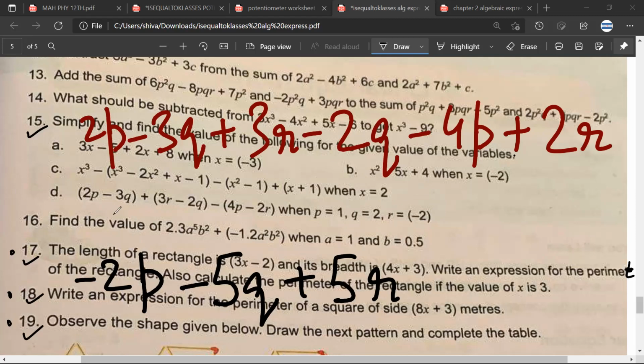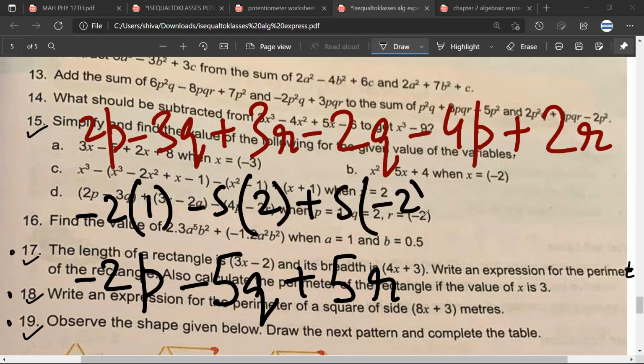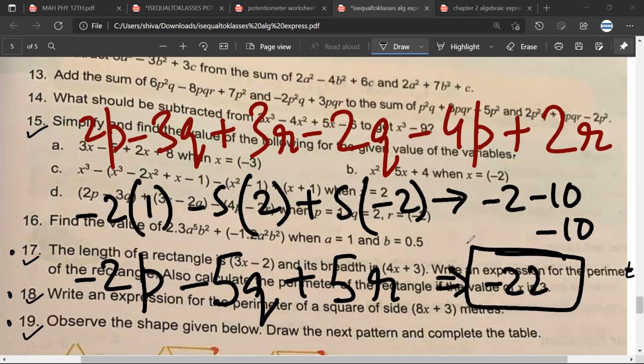No, sir. This will be minus 2 into p is 1, minus 5, q is 2, plus 5, r is minus 2. And now I need to simplify this. So this will be minus 2, minus 10, minus 10. Is the final answer minus 22? Mr. Sarthak? Yes, sir. Mr. Ariman? Yes, sir.